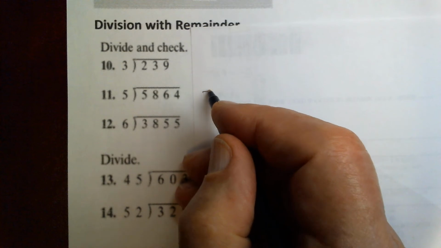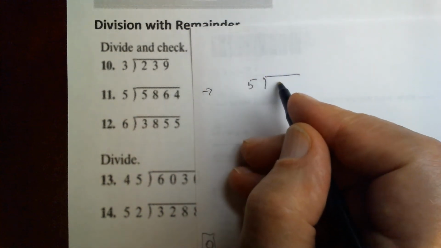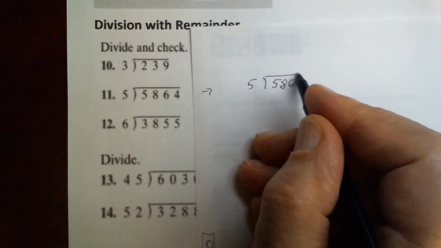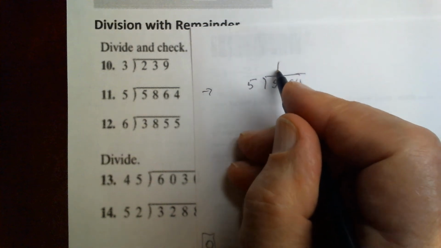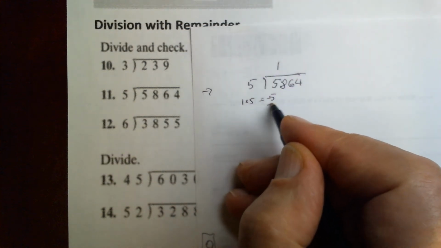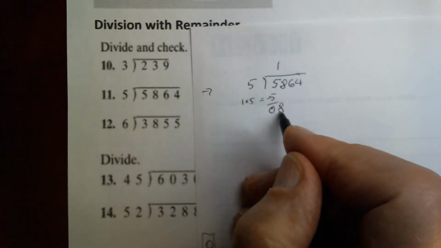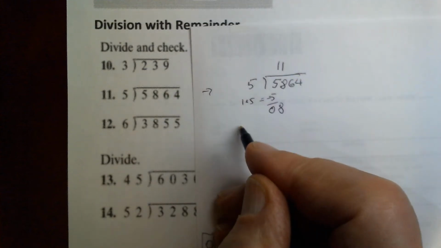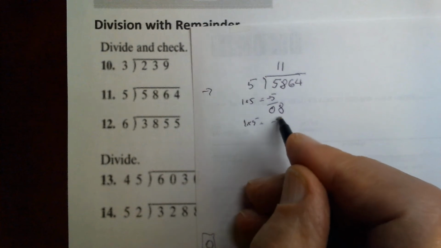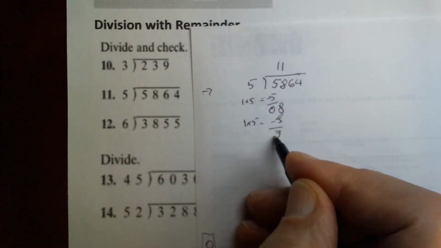For number 11, we have 5 divided into 5,864. So 5 goes into 5 one time. So 1 times 5 is 5. We subtract 5. That's 0. We bring down the 8. 5 goes into 8 once. So 1 times 5 is equal to 5 with a minus. So 8 minus 5 is 3.